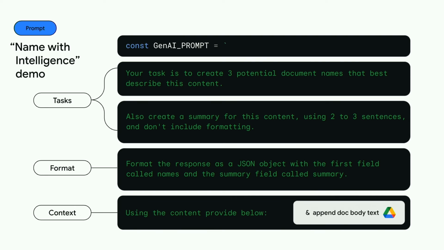3 is perfect. I also want a summary, explicitly saying 2 to 3 sentences. I don't want the whole doc back. I don't want a short bunch of words. That's what I want. So I've set up a couple of tasks, and again, we bundled those tasks together to make it work. Then one of the most important things is around format.